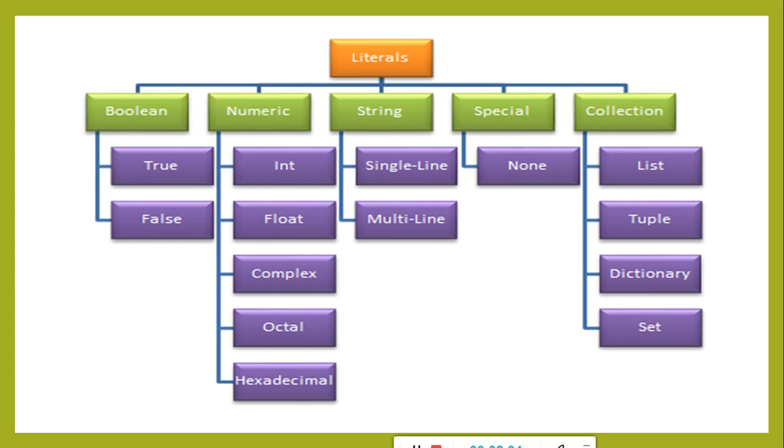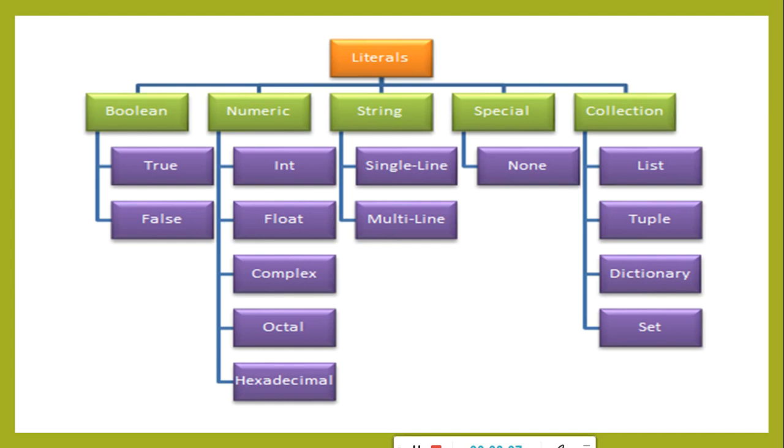If we are assigning single line strings or multi-line strings to a variable, then that is called string literals. Then we have one special literal in Python, which is called None. None is a keyword which is given to a variable without any quotes, whereas we use quotes for strings. None is the only special literal available which can be assigned to any variable. Then come the collection literals.